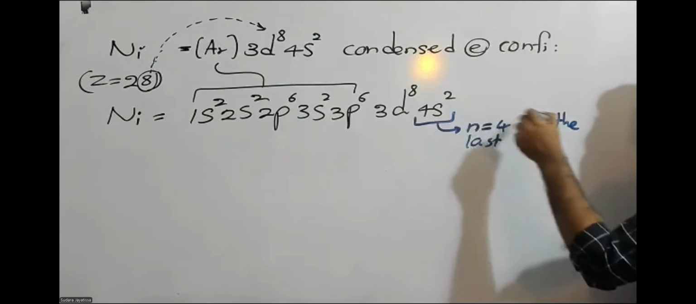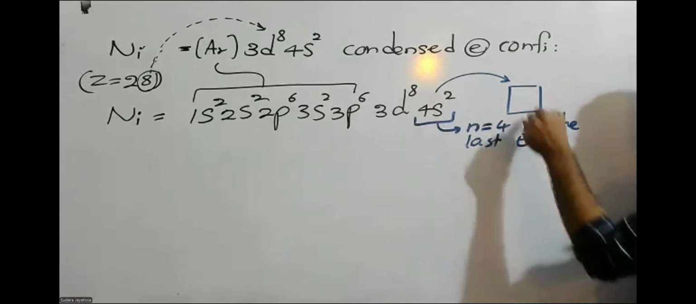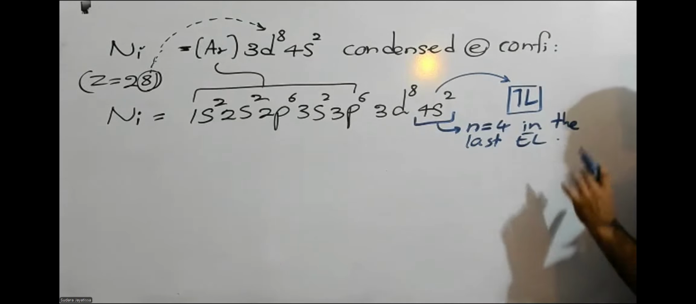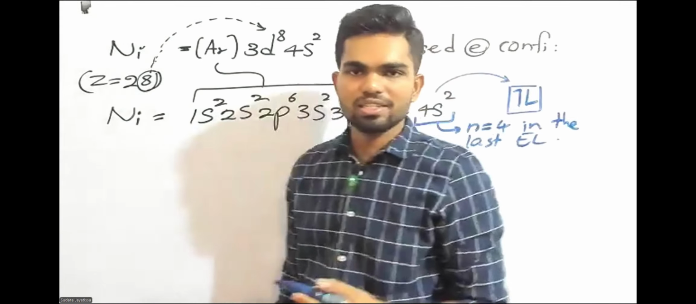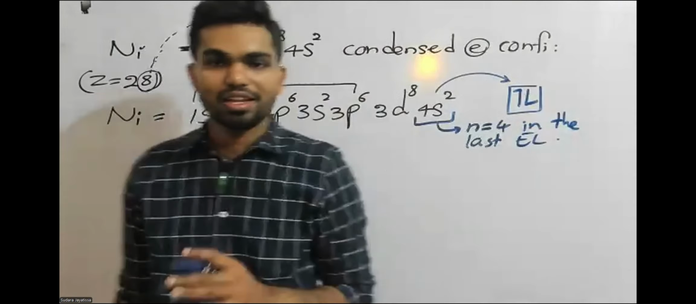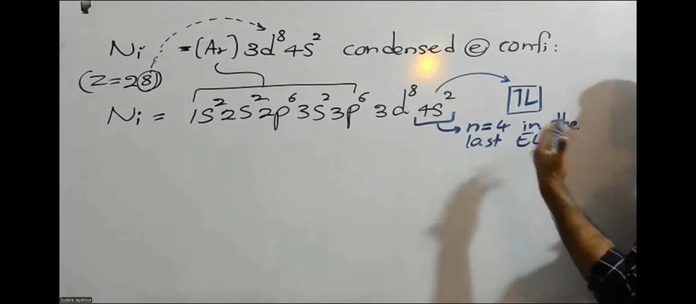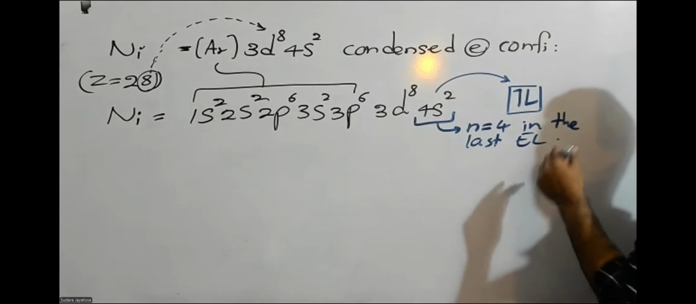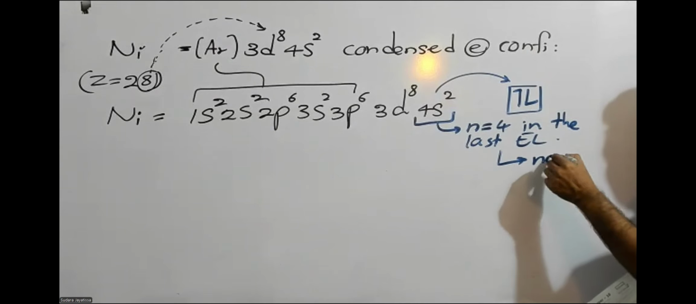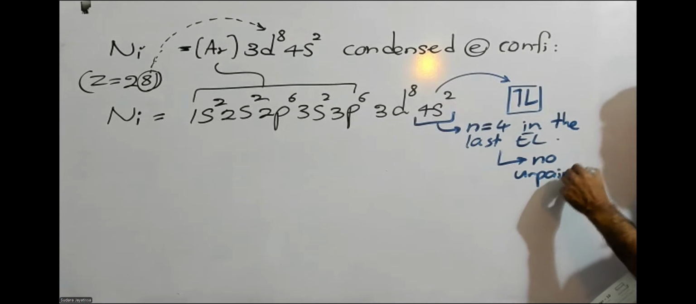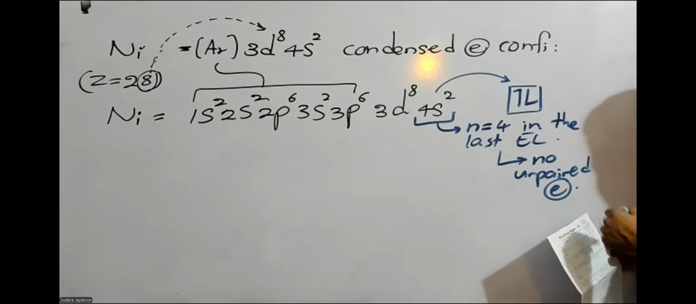If you draw the orbital diagram here, in 4s2 the 4s orbital is completely filled, isn't it? So do we see any unpaired electrons in the last energy level? There are no unpaired electrons here. I'll explain what an unpaired electron is when we write nickel 2 plus. However, N equals 4 is the last energy level, so here there are no unpaired electrons. They are asking about the last energy level.